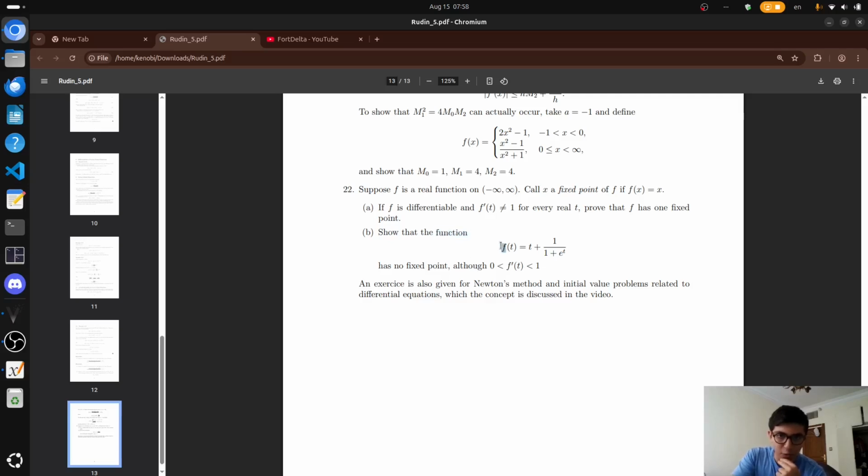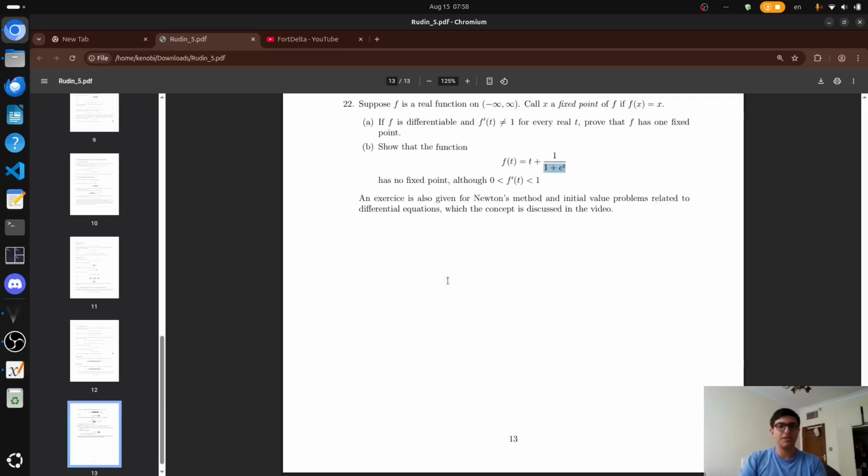And to show that this has no fixed points, let f of t equal t. So that means 0 is equal to 1 over 1 plus e to the t, but we know that this denominator is always a number, and we know 1 divided by something will never give you 0. And we know it's between 0 and 1, because take the derivative. It's going to be 1 plus negative 1 over 1 plus e to the t, squared, times e to the t, and this is always going to be a value between 0 and 1, right?